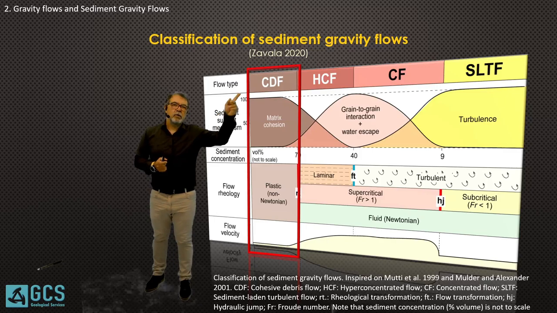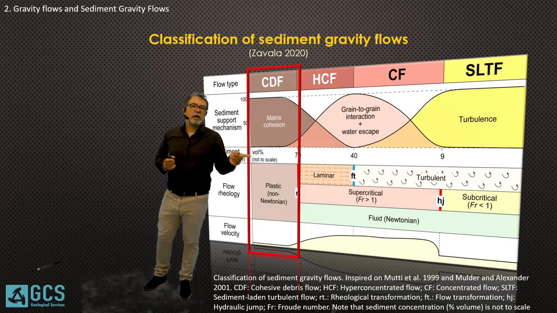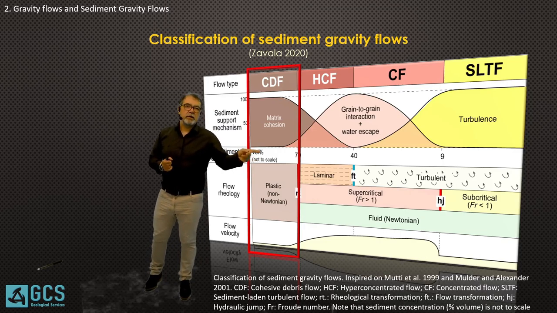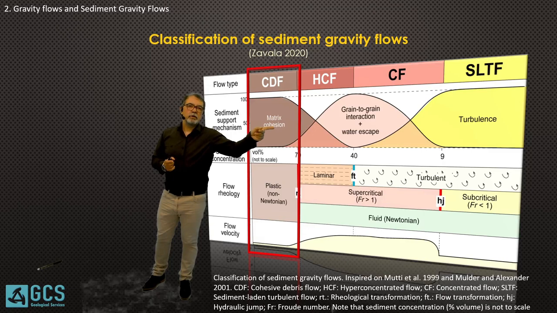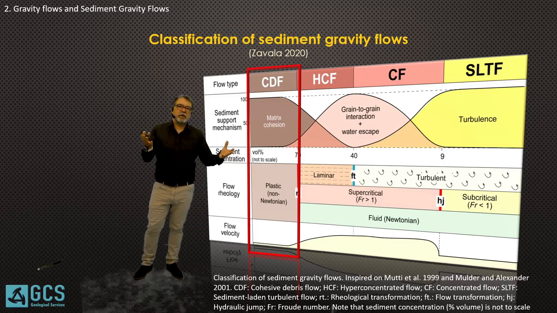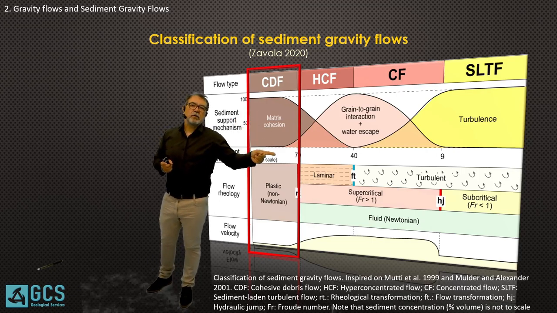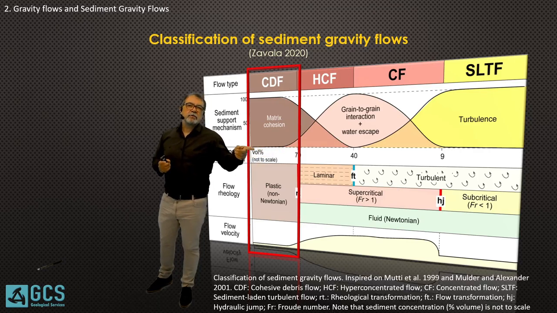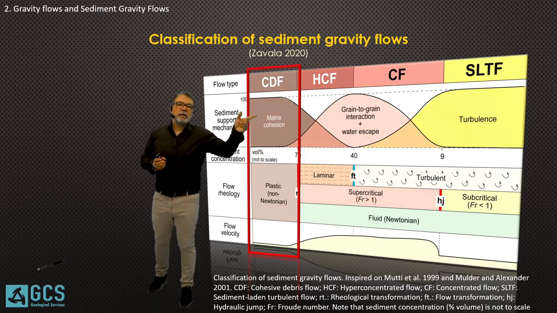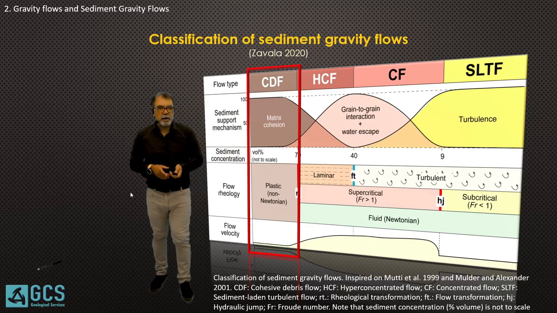As we know, cohesive debris flows are plastic flows with a high concentration of sediment. Sediments are supported because of matrix cohesion. This makes these flows able to transport any size of sediment. The typical characteristic of the deposit is that you are not going to have erosional surfaces at the bottom, and basically the deposit will be supported by mud usually.